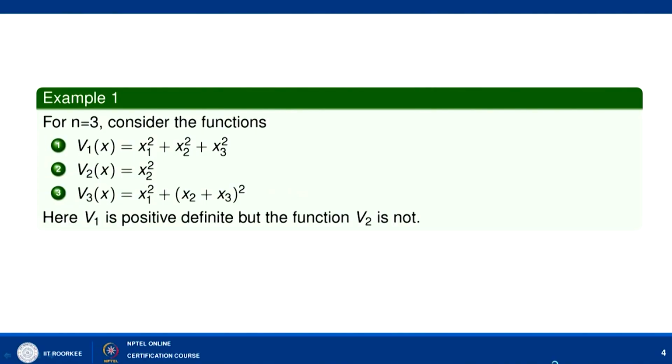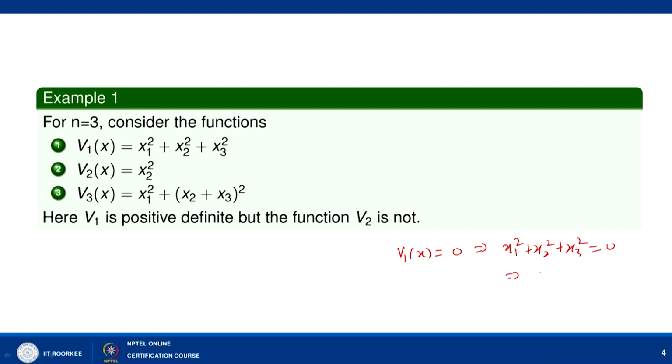So, let us take some examples to identify this. First, let us say for n equal to 3, now consider some functions. Here the first function is v1(x) equal to x1 square plus x2 square plus x3 square. Since it is a sum of squares, it will always take the value 0 or positive values. When will it take the value 0? v1(x) equal to 0 implies that x1 square plus x2 square plus x3 square equal to 0.